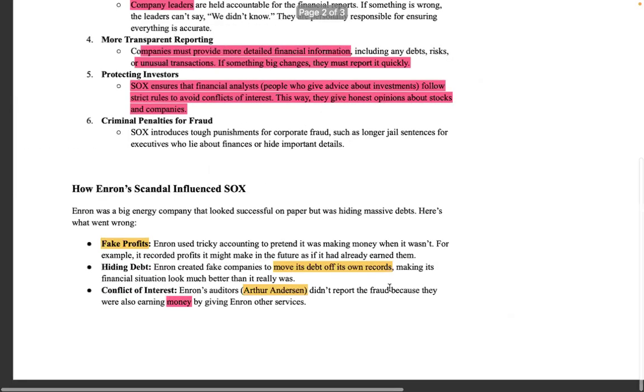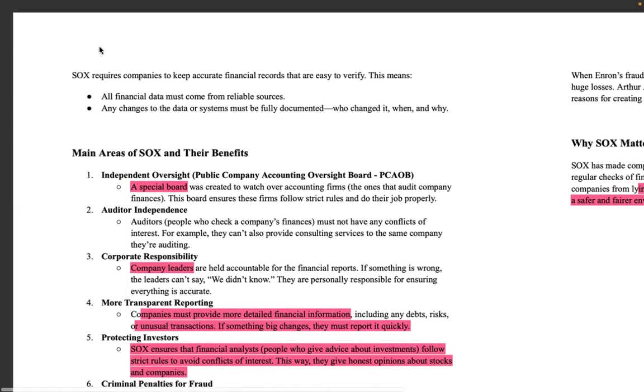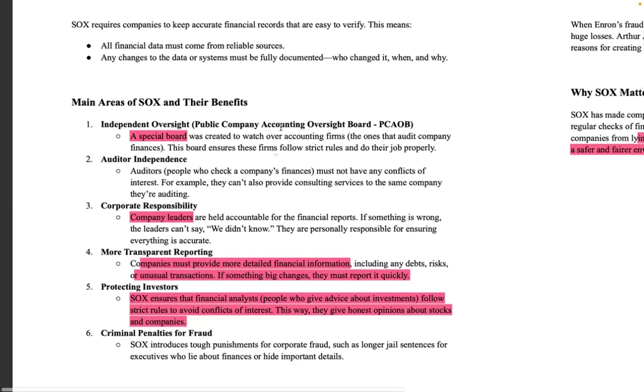Because Sarbanes-Oxley requires companies to keep accurate financial reports that are easy to verify. All financial data must come from reliable sources. Any changes to the data or system must be fully documented. Now, the main areas of the Sarbanes-Oxley Act, there are just six areas, very easy to learn.